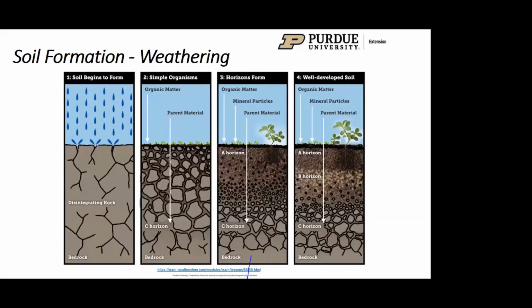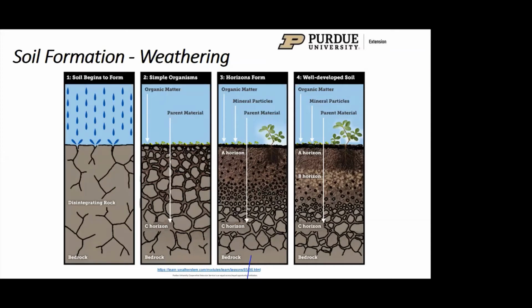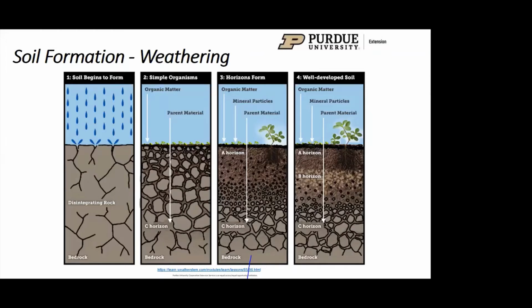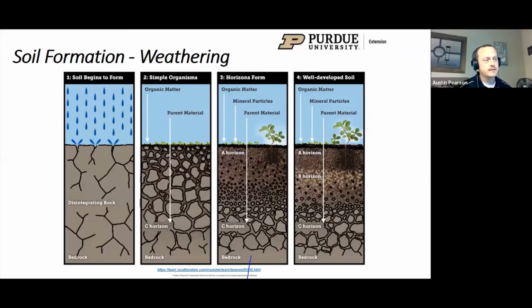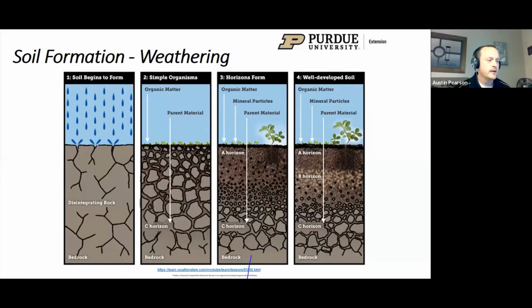So here's what the whole process really kind of looks like. On the left side of the graph, you'll see that soils begin to form. You'll see rainfall hitting the surface and then start to penetrate, percolating into the soil. And then in step 2, organisms start to develop. You get plant material, those die, and the organisms start to decompose that plant material. And so the organic matter really starts to increase from that.